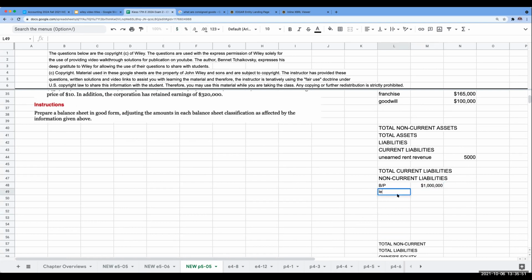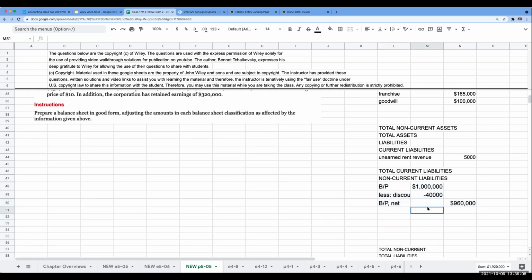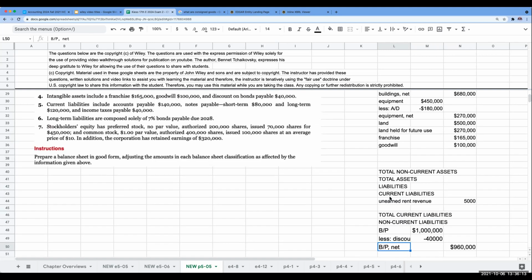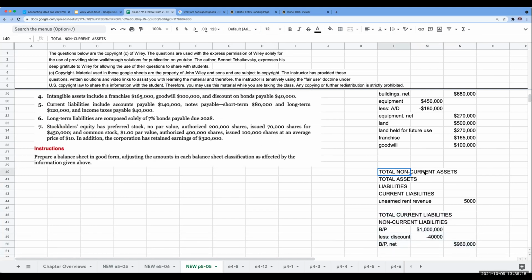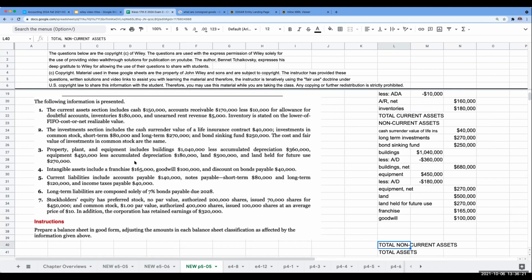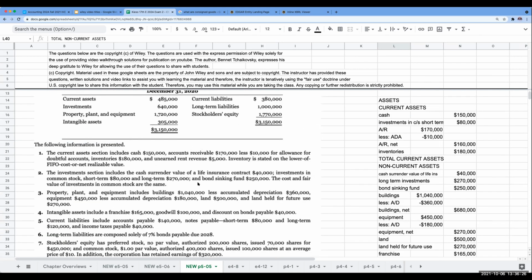less my discount on bonds payable, which is going to be 40 grand. This is going to give me bonds payable net of the discount. Okay, so this is how I go through and show it here, right? If it was a premium, I show bonds payable carrying value. So I just do it a little bit different here. Okay, so I jumped ahead a little bit because this discount should not be listed in intangible assets.